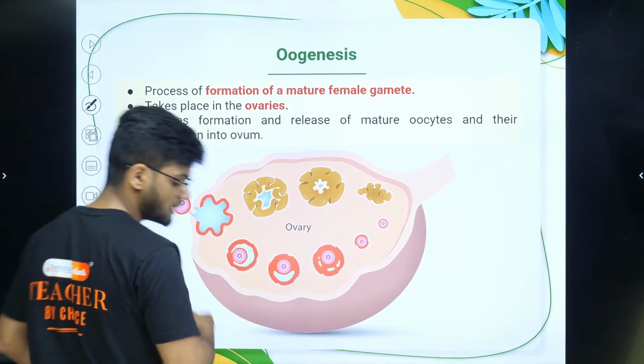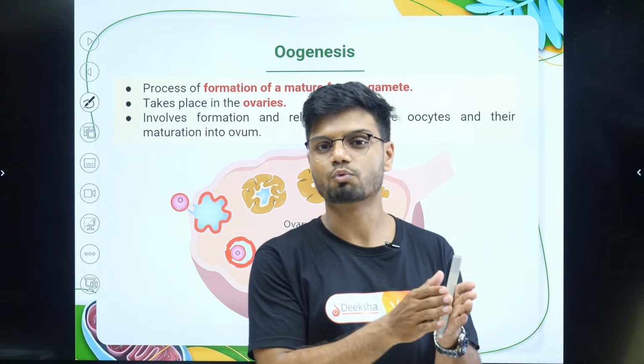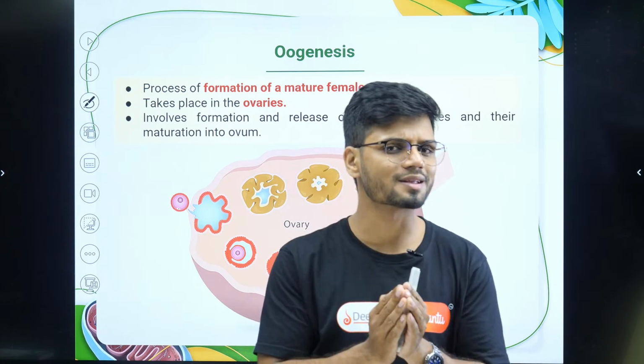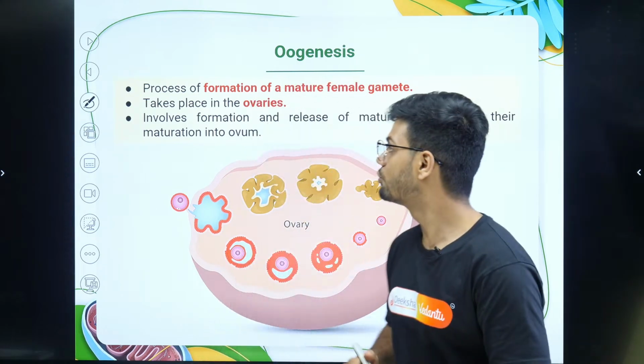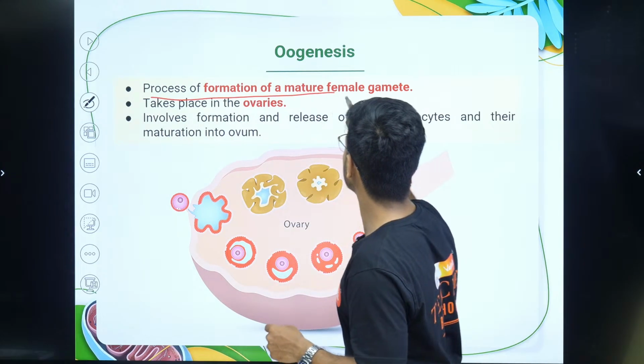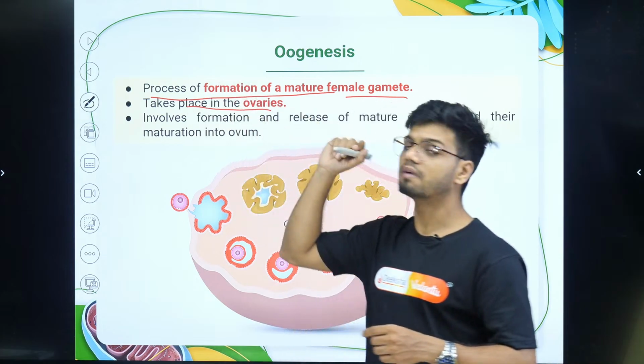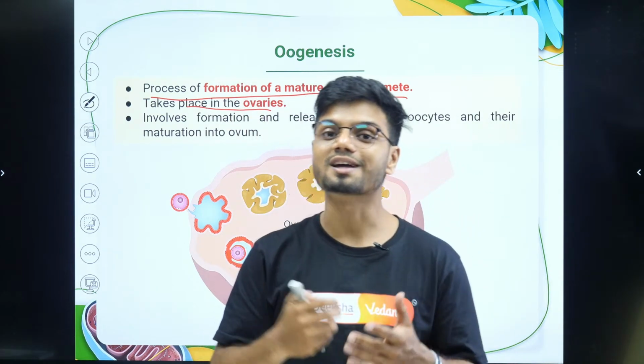Now, oogenesis. Let's learn about oogenesis. Spermatogenesis is what? Formation of sperm. Oogenesis is formation of ovum. It is the process of formation of the mature female gamete, which is also called the ovum. It takes place in the ovary. Where does it take place? In the ovary.